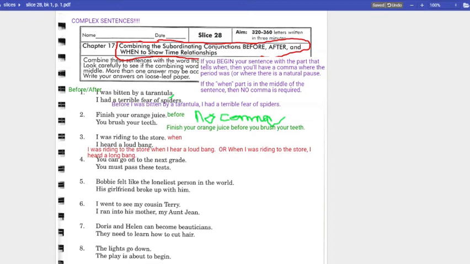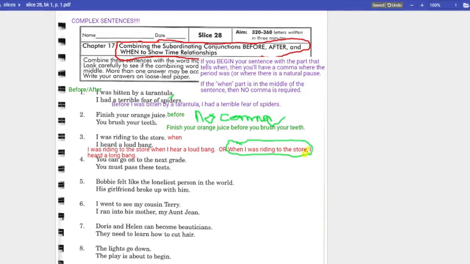However, you could put the when at the beginning. And if you do that, then you'll have a comma where that period is. So when I was riding to the store, comma, I heard a loud bang. So notice if you start with the when, you'll have that comma after store. So either one of those makes complete sense. It's just, in this case, personal preference.